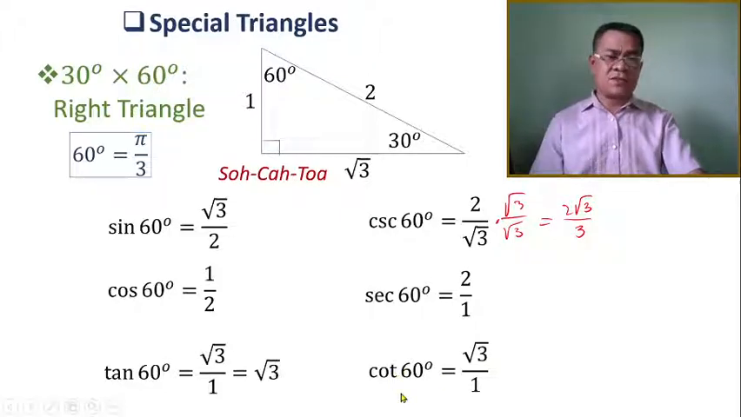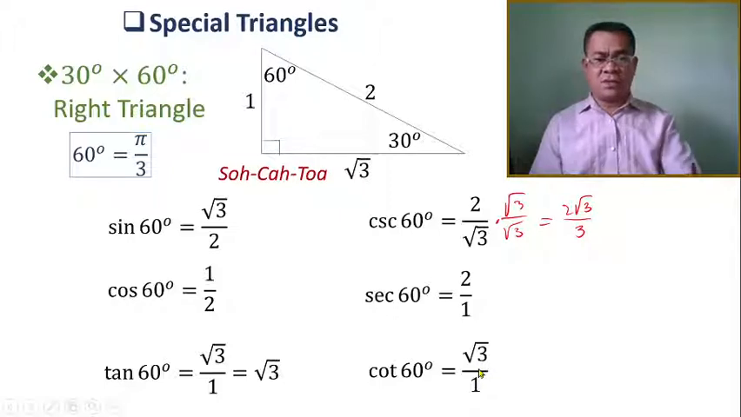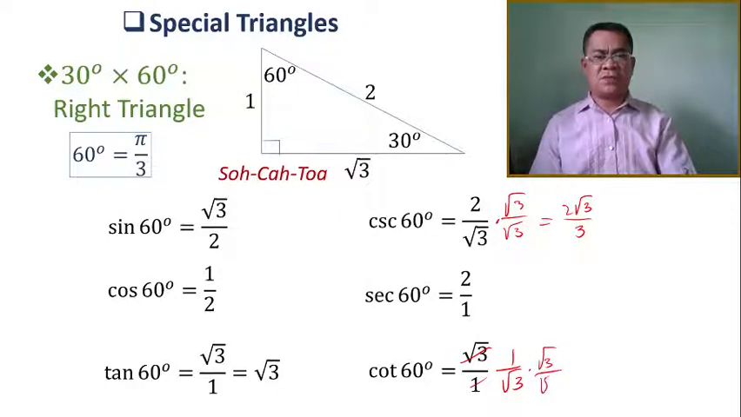And for the secant, and the cotangent, the cotangent must be 1 over square root of 3. This is 1 over square root of 3. So rationalize square root of 3, and the answer is square root of 3 over 3. This is the answer. These are the 6 trigonometric functions.